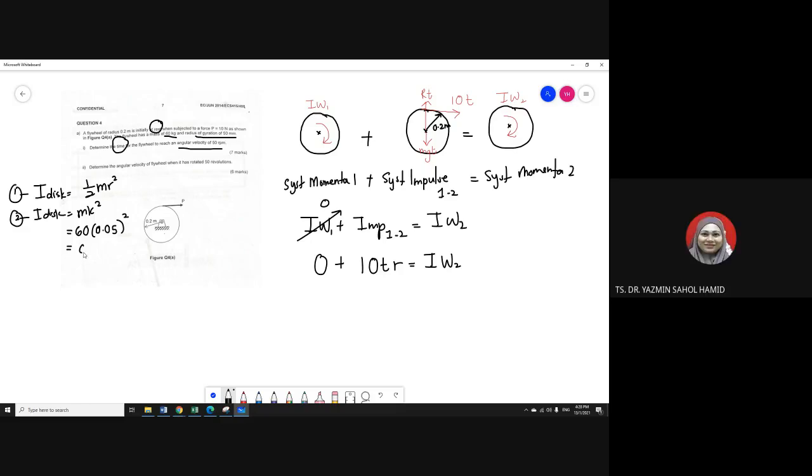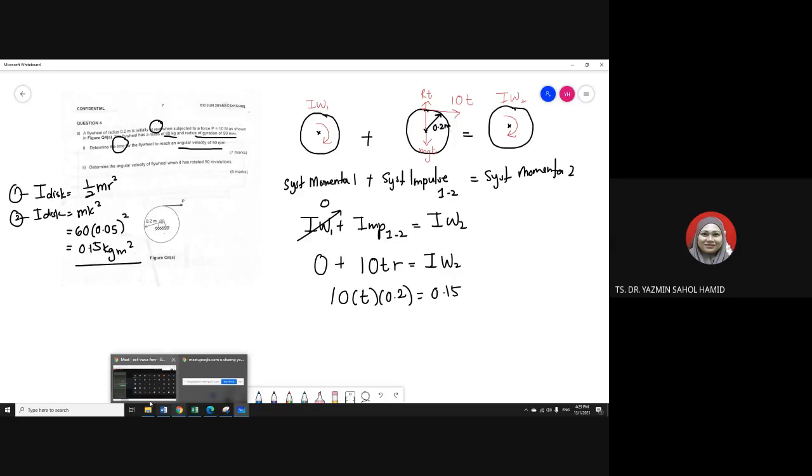0.15. Okay, so what is the unit? It must be kilogram meter squared. Yes, that's correct. So we have our time, okay, time is what they ask us to calculate. Our R is our radius. So our radius is 0.2 equals to our I. What is our I? Our I is 0.15. And then we have to find omega.